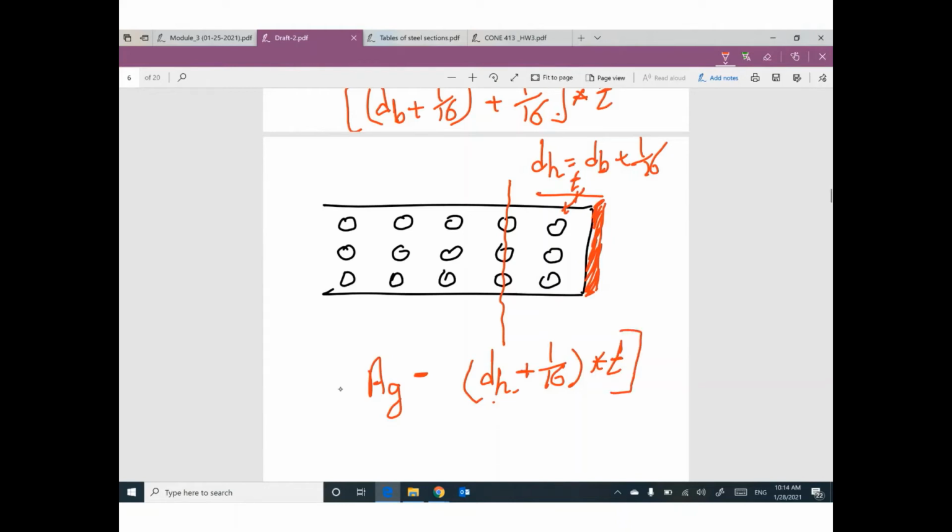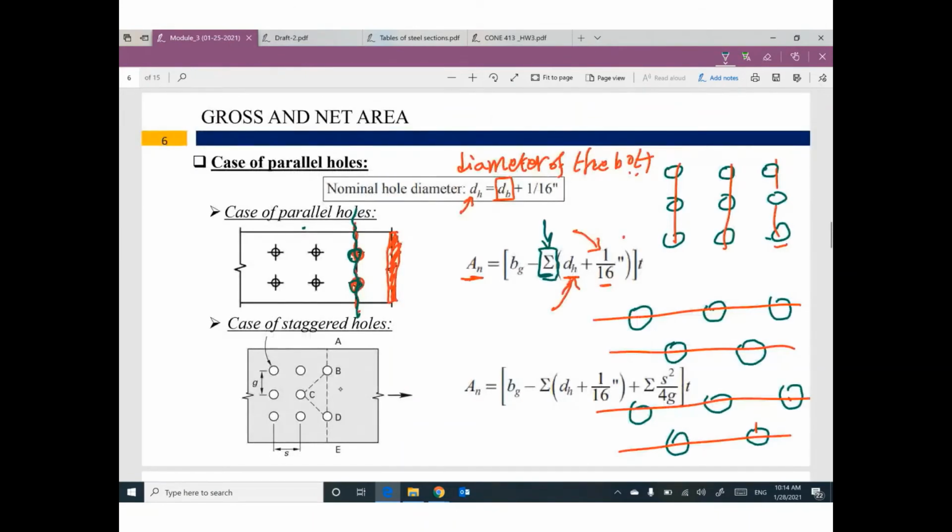but this is for one hole. Diameter of the hole plus 1/16 times thickness, only for one hole. How many holes do you have? We have 3, so I need to add 3 times, which is represented here by summation. Any question regarding this point?